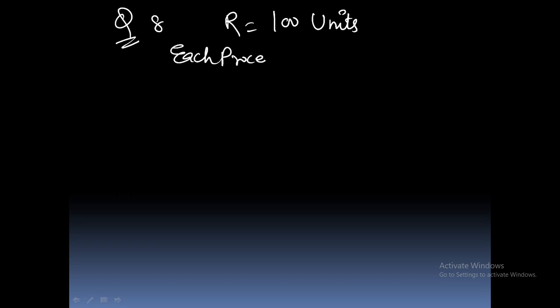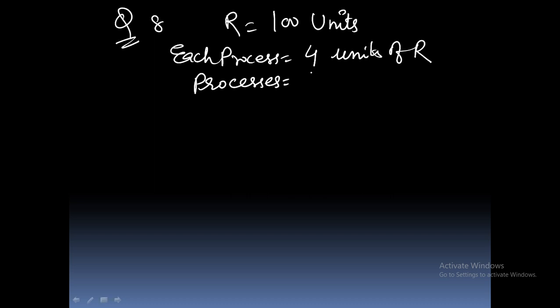In the next question, in this question also the given resources are 100 units, and each process requires 4 units of resource, and we have to find out the maximum number of processes so that deadlock will not occur.